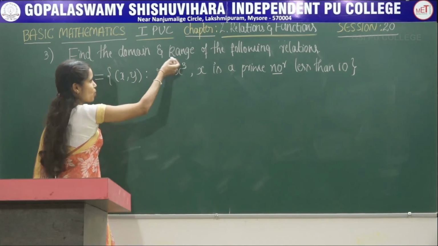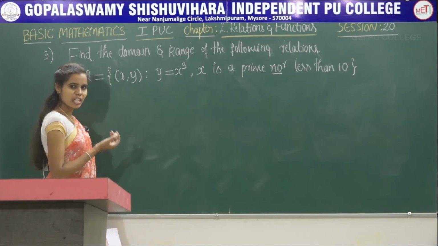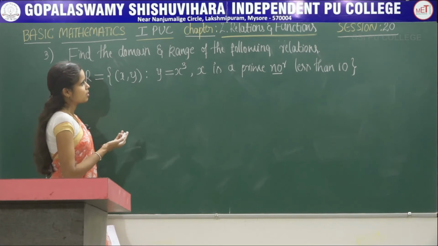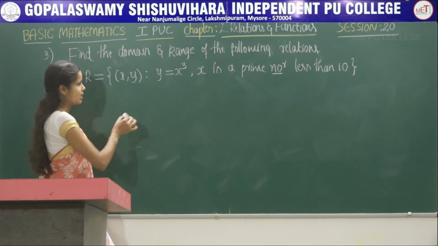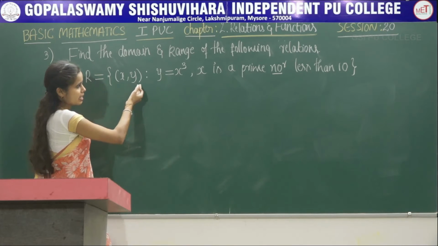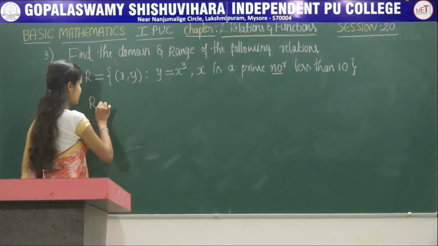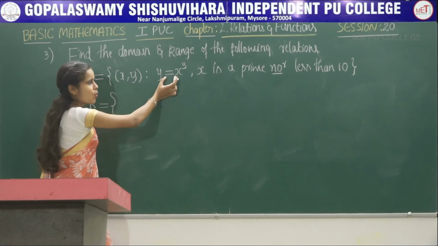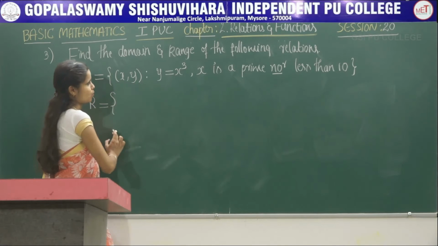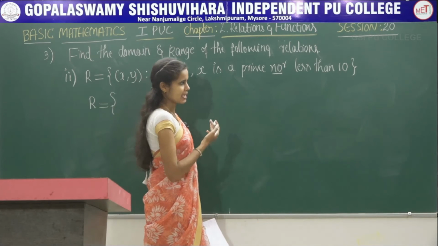Here we want to find the domain and range of the given relation. We know that domain means the set of all first elements of the ordered pairs, and range means the set of all second elements. The relation is given in set builder form, so first represent it in roster form, meaning list out all the elements satisfying the condition y is equal to x cube, where x is a prime number less than 10.